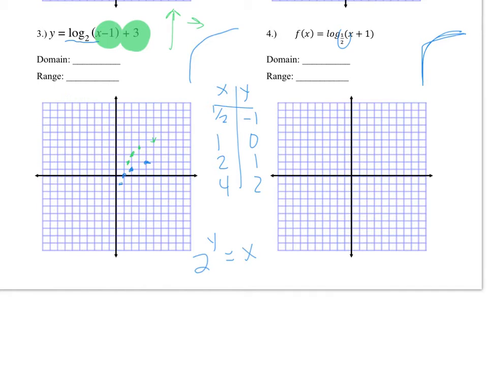So my curve is looking something like this. And notice that the x minus 1 has shifted my vertical asymptote to positive 1. This all helps me pull together my range and my domain. It looks like my domain here is all real numbers such that x is greater than 1. And my range here is all real numbers.